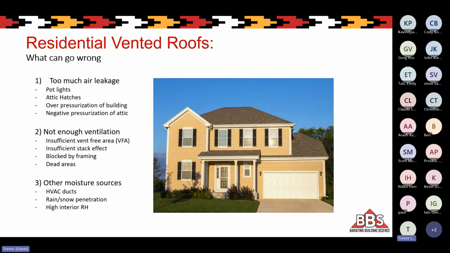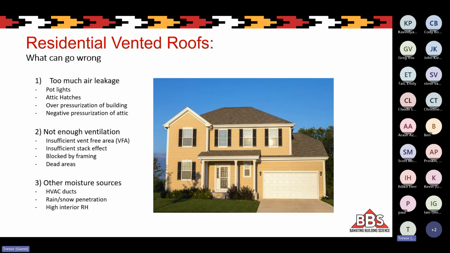But what can go wrong? Too much air leakage. So if we have too much air leakage from inside the house into the attic, due to pot lights, attic hatches, overpressurization of the building, or as we saw, ductwork in the attic, that can be a problem that ventilation can't deal with. Not enough ventilation. So either not enough free area near the eaves or at the peak, or the slope of the roof is too low, so we don't have enough stack effect to help drive that ventilation system.